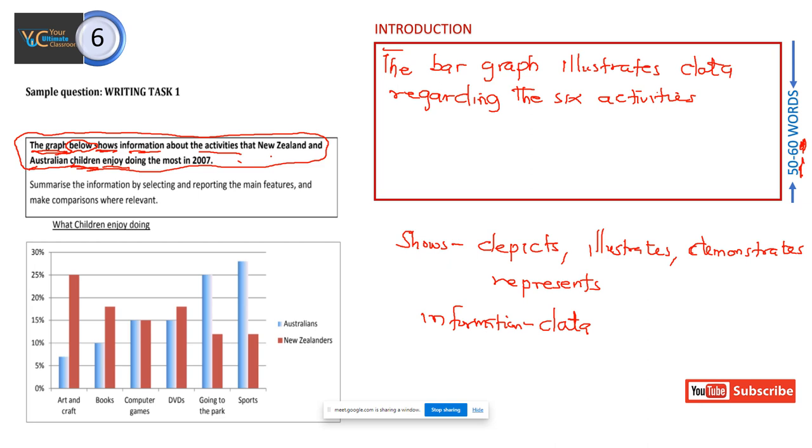New Zealand is the name of a country, I can't change it. Australia is the name of a country, I can't change it. But at least children, I can put a new word or a different word there. So I can say the bar graph illustrates data regarding the 6 activities, the young people of Australia. So in place of children, I'm using the word young people.